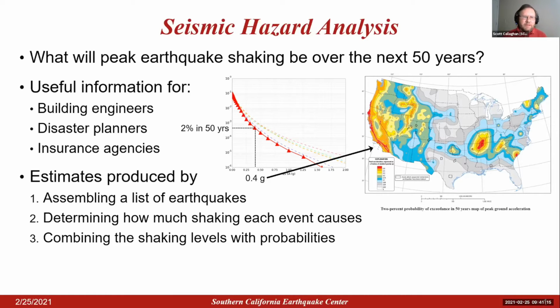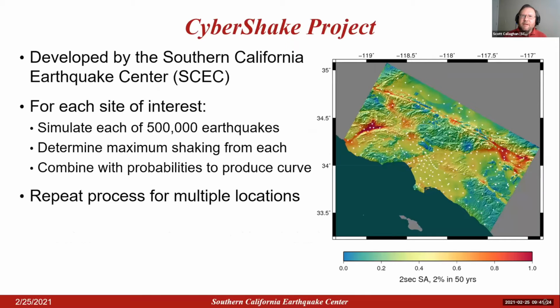There are a number of different ways that you can do that. But the approach that we're going to talk about today uses high-performance computing and simulation in what we call the CyberShake project. CyberShake was developed by SCEC, and it does wave propagation simulations to determine for each earthquake how much shaking it's going to cause. For a typical location in California, we're looking at simulating about 500,000 earthquakes, getting maximum amounts of shaking, and then combining those shakings with the probabilities to produce hazard curves like the one I showed you on the previous slide. Typically, we're interested in not just the hazard in one location, but for a whole region.